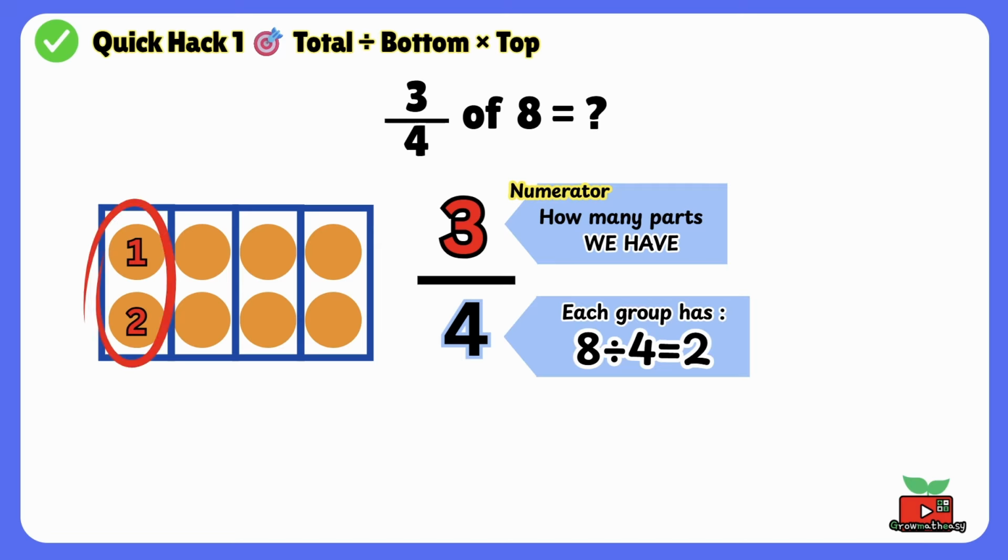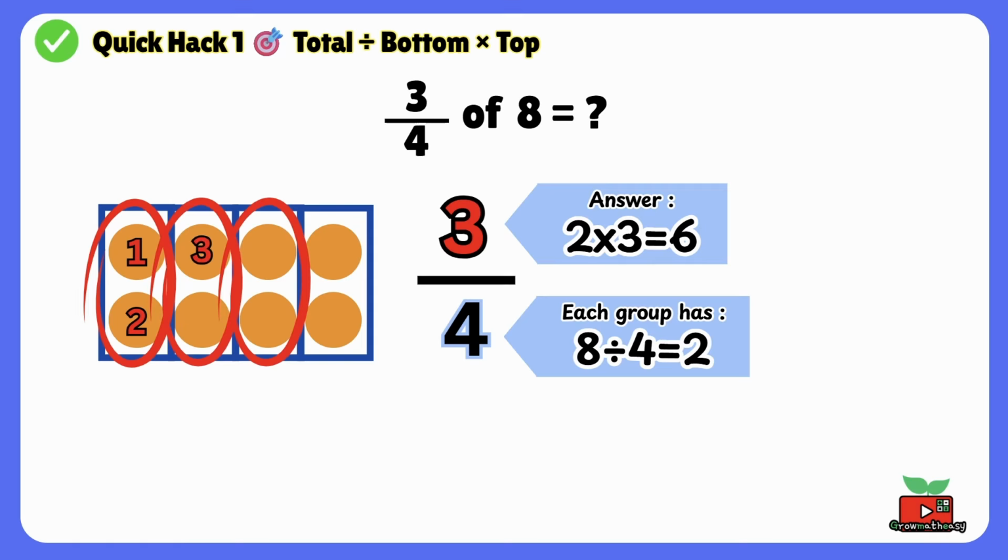We now have 3 parts. So we take 3 groups of 2. 2 times 3 is 6. So 3/4 of 8 is 6. Easy. And that's quick hack 1.